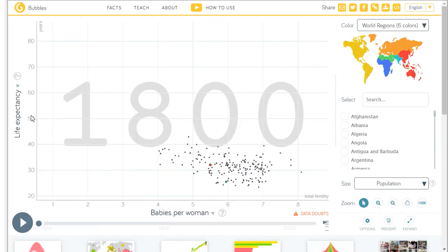This one's interesting. Life expectancy and babies per woman. What would be the relationship for this one? What do you think is going to happen? Daniel? The life expectancy goes down as the number of babies increase. Yeah, right? The more babies you have. Why? Is having babies causing them to die? Probably not, although having children is difficult.